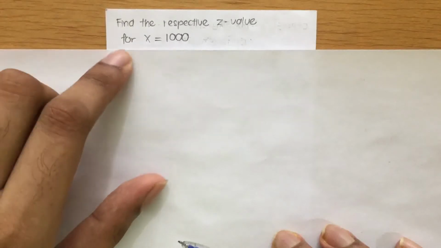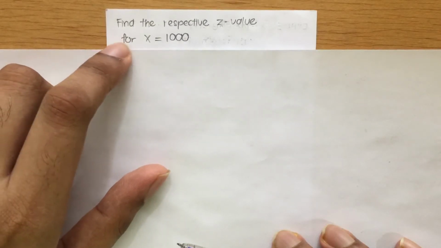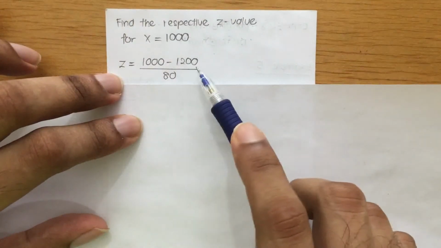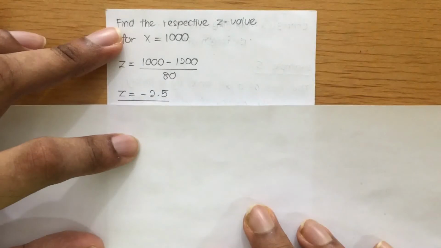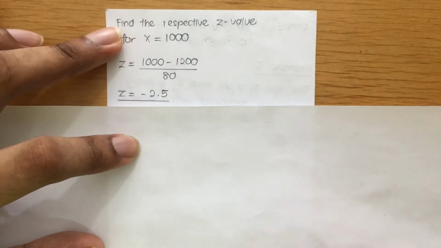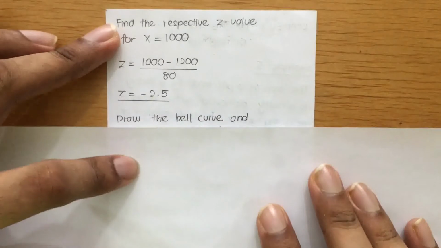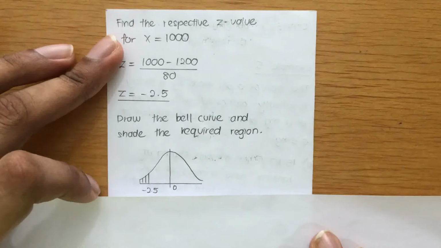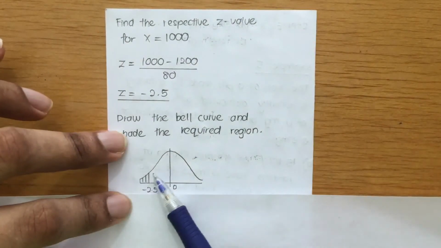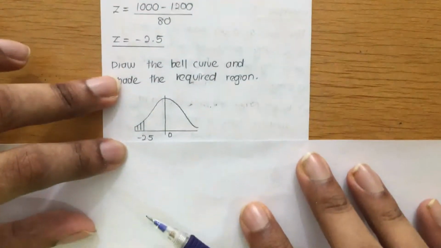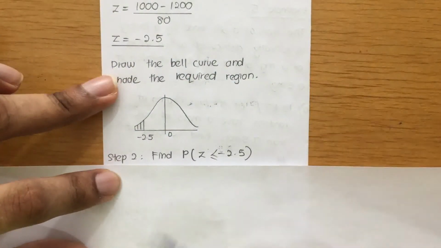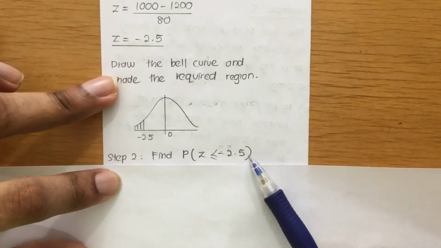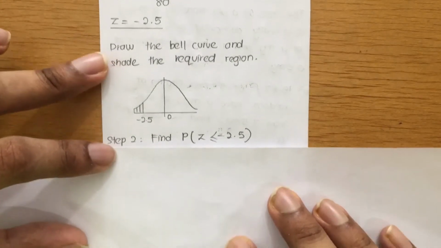Now we need to find the respective Z value for X equals 1000. So Z equals (1000 minus 1200) divided by 80. From here you get your answer, negative 2.5. Once you get this Z value, you draw the bell curve and shade the required region. This is the bell curve and the region is shaded towards the left-hand side. So for step 2, we need to find the probability such that Z is less than or equal to negative 2.5. Okay, let us continue.